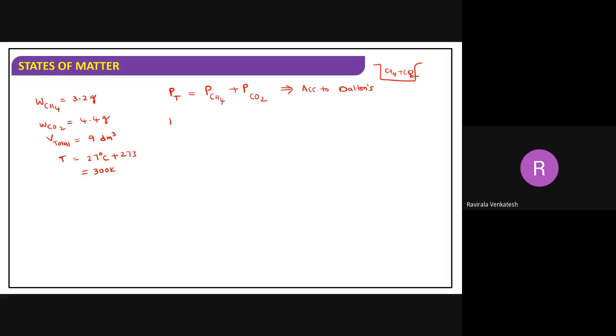Now, already we know that one. Partial pressure of methane, we can write as what? Tell me, beta, what is the definition of partial pressure of methane? Mole fraction of methane into total pressure. Similarly, partial pressure of carbon dioxide means mole fraction of carbon dioxide into P total. Right? Now, what will we do here? First of all, we'll calculate the mole fraction of methane and the mole fraction of carbon dioxide. Correct? Let me take this one.